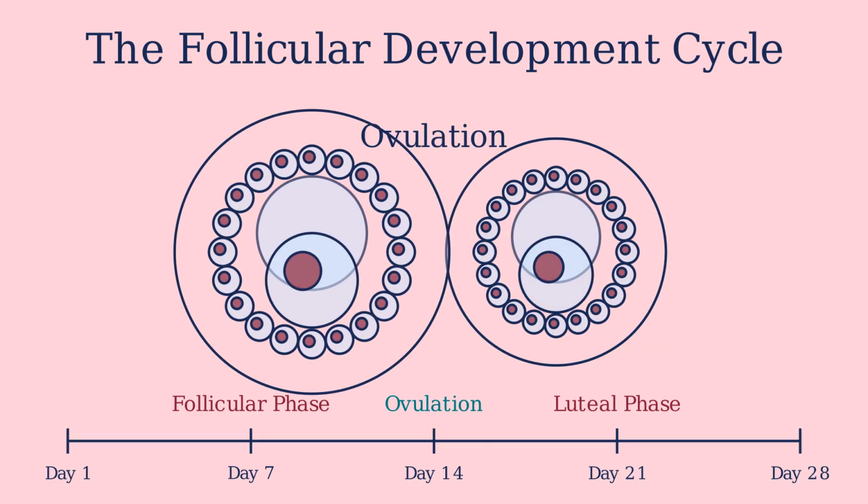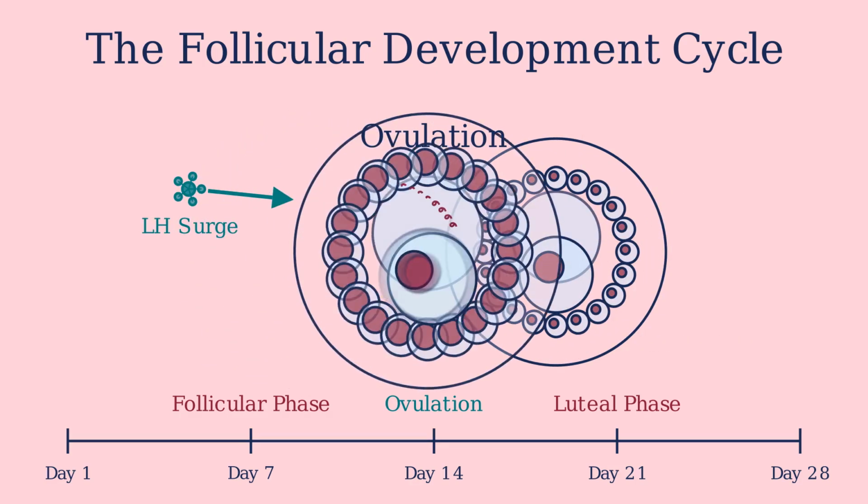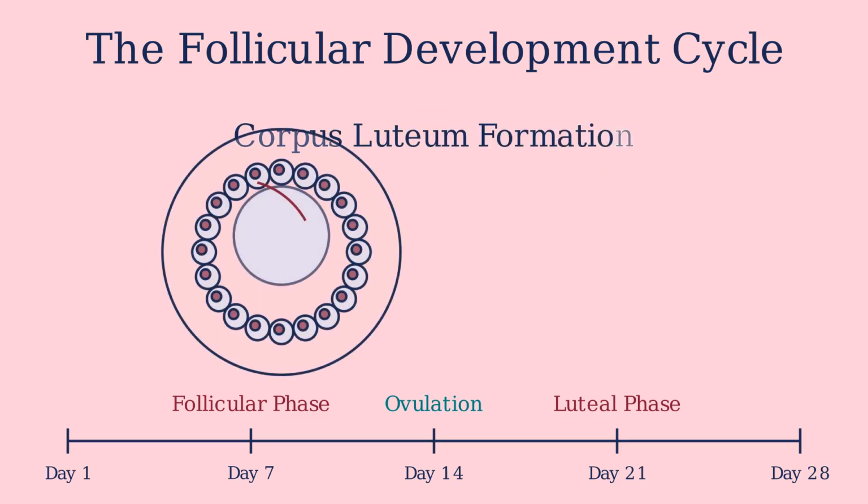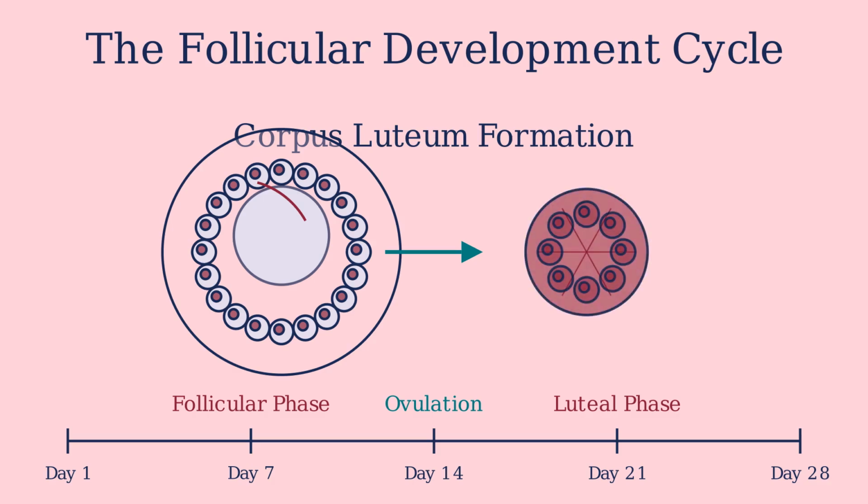Ovulation occurs when the follicle wall ruptures in response to a surge of luteinizing hormone, releasing the mature oocyte. After ovulation, the remaining follicular cells transform into the corpus luteum, which secretes progesterone to prepare the uterus for potential implantation.